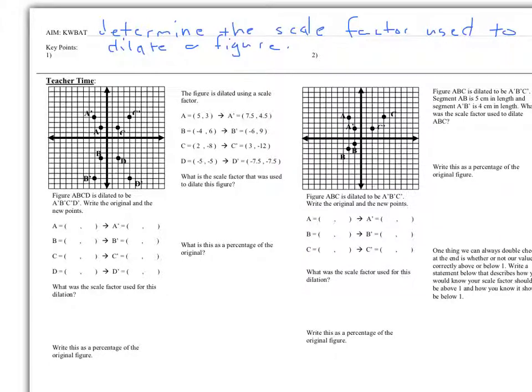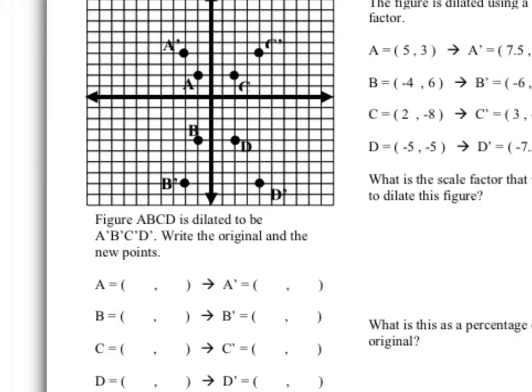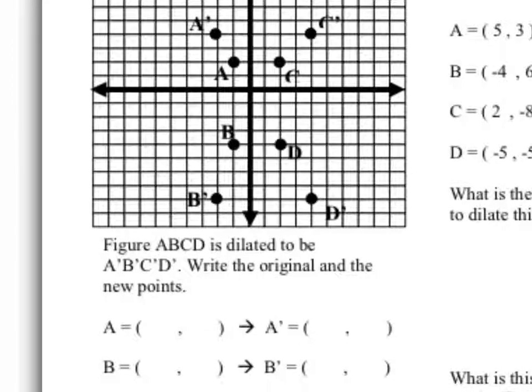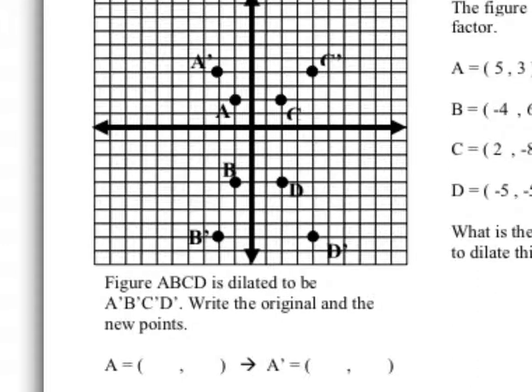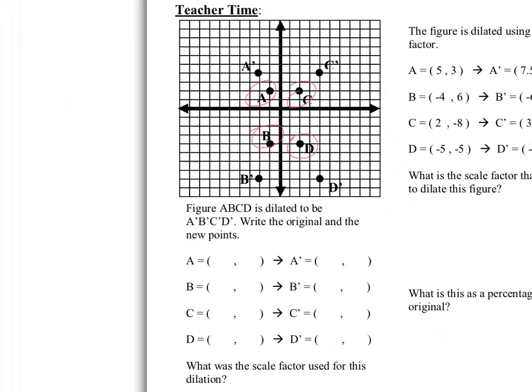Trying to determine the scale factor that's used to dilate a figure might be one where we're given both the original and the final figure. So we can see here that we have all of the A, B, C, and D. These are all of our original points. So let's go ahead and write down our coordinates for all of those original points.